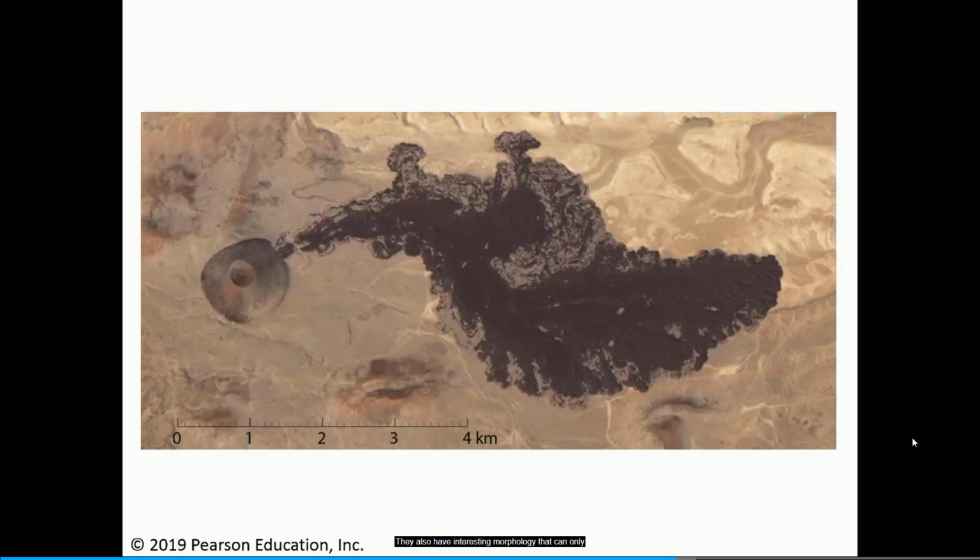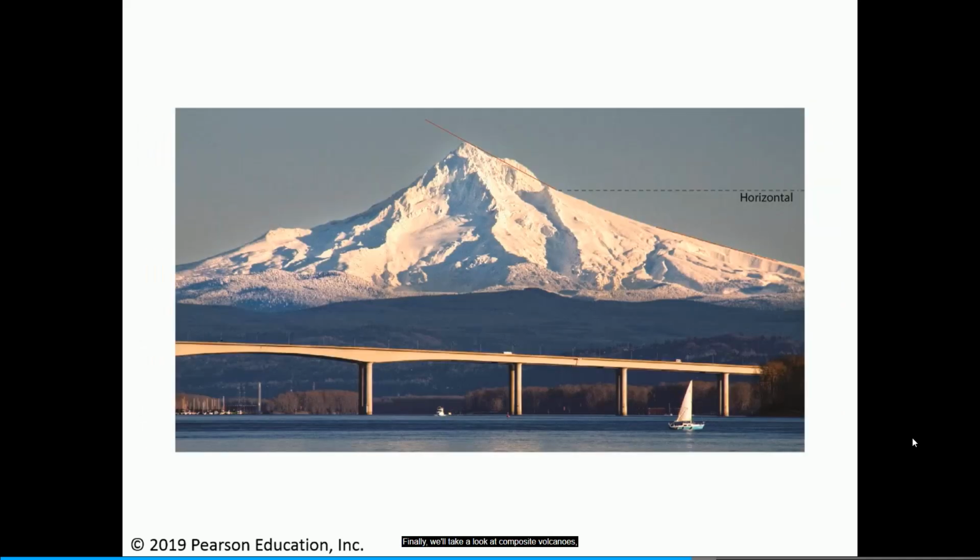They also have interesting morphology that can only be viewed from the air. Finally, we'll take a look at composite volcanoes, which have both lava flows and pyroclastics making up their bulk. Again, there'll be a different angle relative to horizontal.